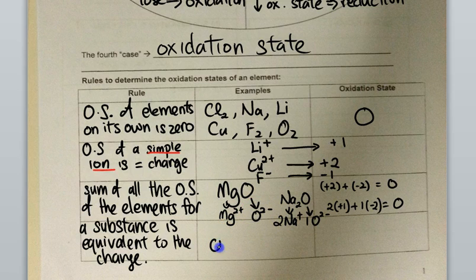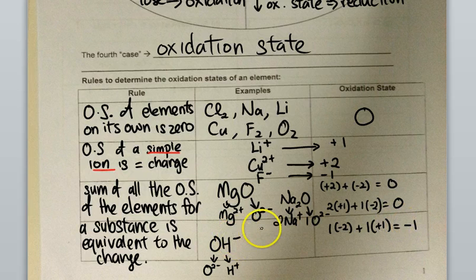How about this? OH minus. Interestingly, how do you get it? The O actually exists as an O2 minus here, and the H actually exists as an H plus. So when you add them up, what's the oxidation state? OH minus is made out of 1 times -2, because 1 oxygen, the oxidation state is -2, plus 1 hydrogen with oxidation state of +1. If you do the mathematics, overall the oxidation state is -1, which is equivalent to the charge.